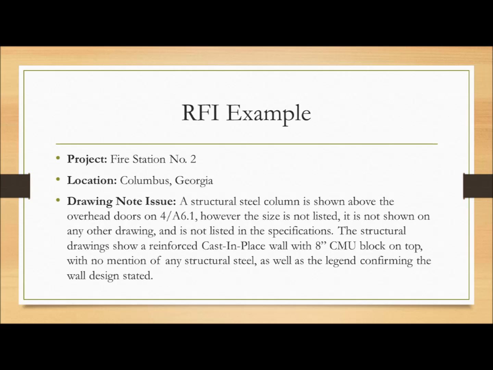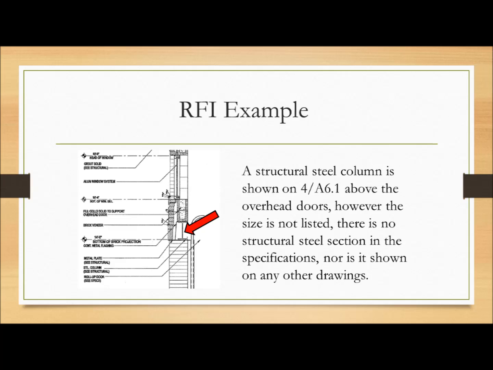The structural drawings showed a cast-in-place wall with 8-inch CMU block on top, with no mentions of any structural steel in the structural package, as well as a legend confirming the wall design was a cast-in-place wall with 8-inch CMU block on top. An elevation drawing was also shown, further clarifying the design.